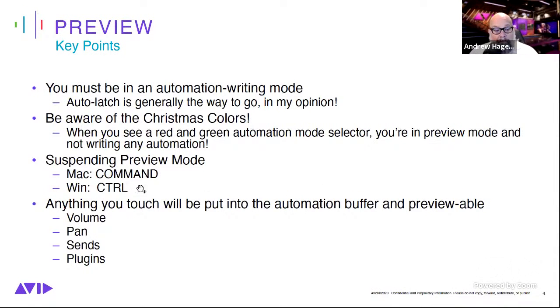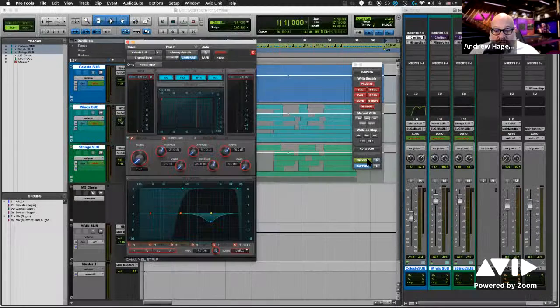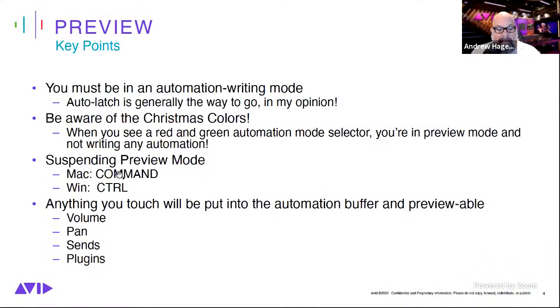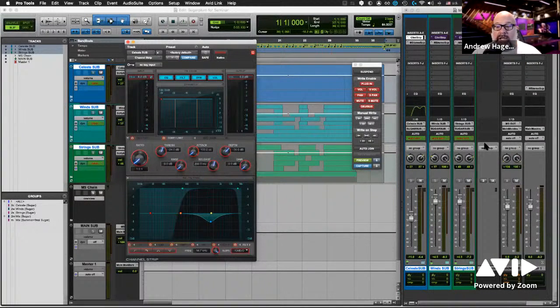Now, to suspend preview mode, you don't want to just click the preview button. That will take you out of preview mode. To change between preview and the original, to toggle between those two, hold down Command on a Mac or Control on a Windows machine. And anything you touch, anything that you change will be put into this preview buffer while your preview mode is on.